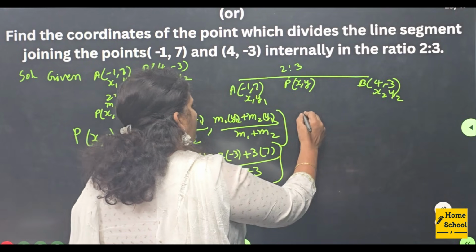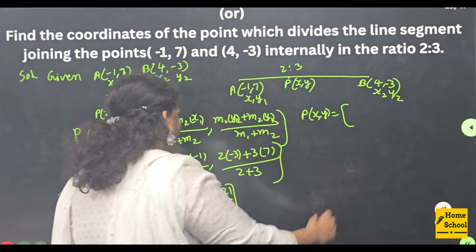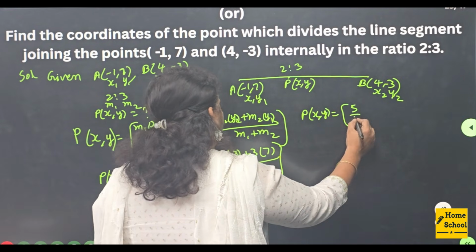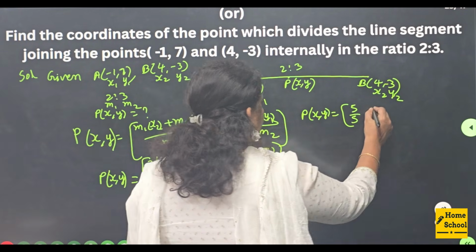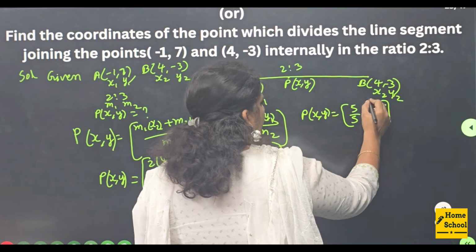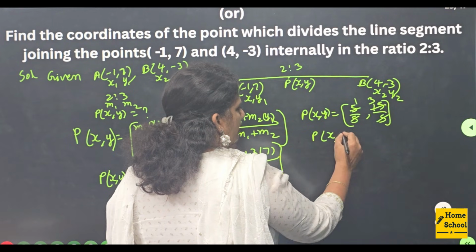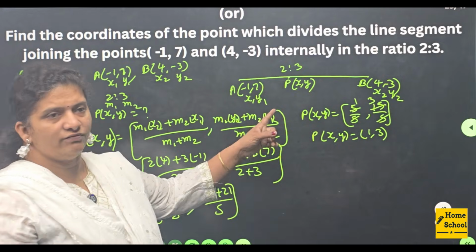That will be Px comma y is equal to 8 minus 3 is 5, 5 by 5 comma, minus 6 plus 21. 21 minus 6 is 15 by 5. 5 3s are 15, 5 1s are 5. Therefore, Px comma y is equal to 1 comma 3. What is the point of division?